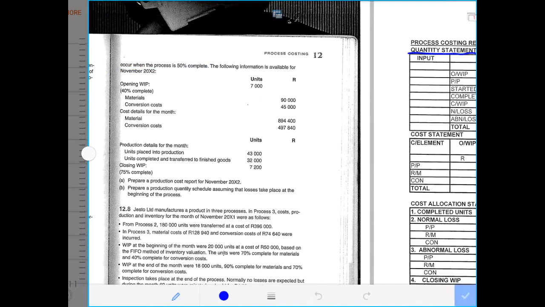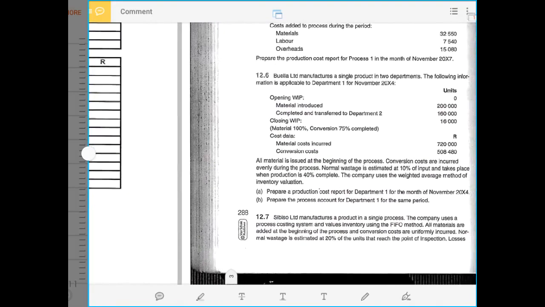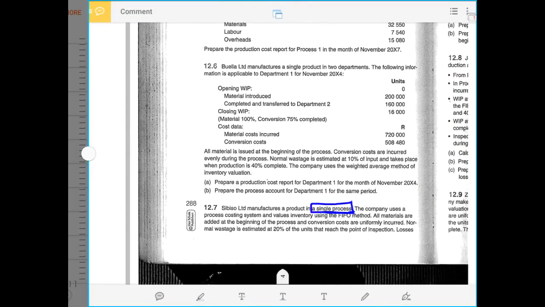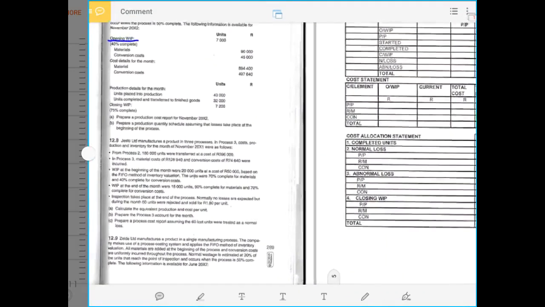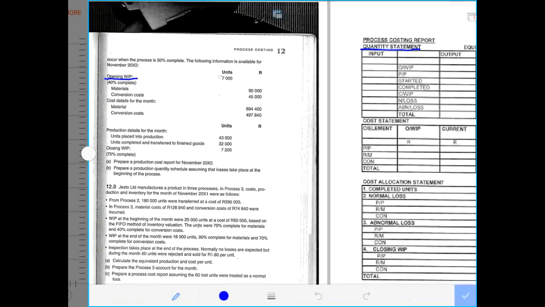So now we were given our opening work in process, and remember we are dealing with the first process, which is only process 1. I think the first page clearly stated that we are dealing with the first process. They told us that they only have a single process, only one process. So now there will be no previous process because it's only one process that we are dealing with. Continuing with that, we see that our opening work in process is 7,000 units. So that must be recorded under the opening work in process as 7,000 units.